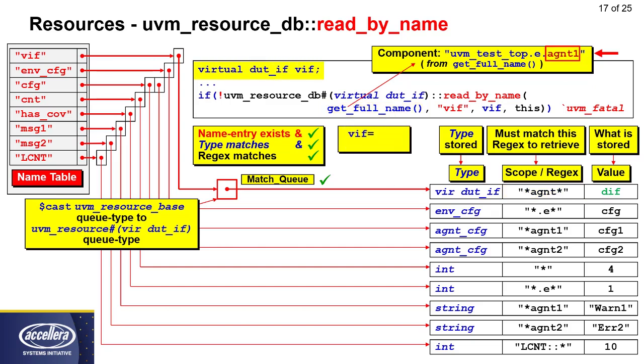In this example, the agent declared a virtual interface handle named VIF. The retrieved VIF handle is then assigned to the declared VIF handle.